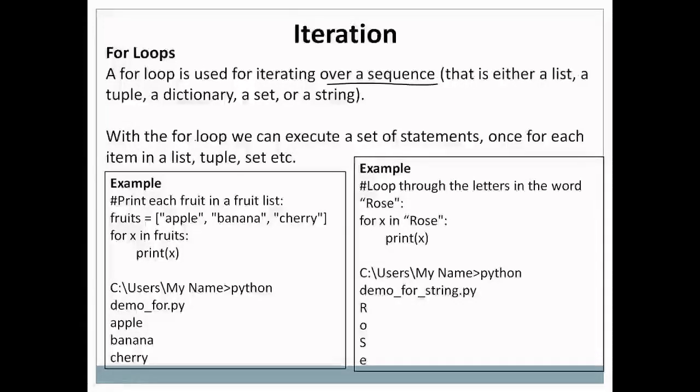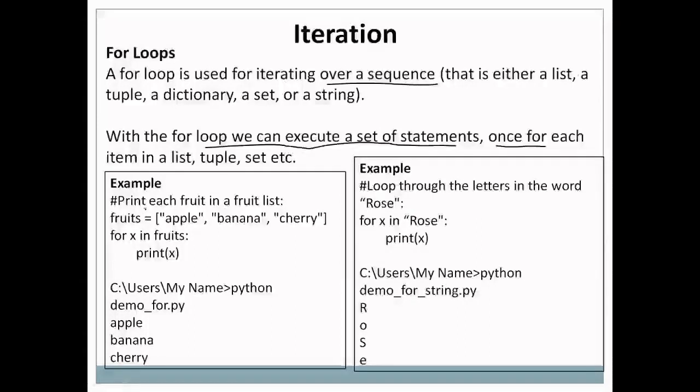Now with the for loop, we can execute a set of statements once for each item in a list, tuple or set. We can execute some set of statements inside the for loop for every element in the sequence. Some examples are given here, and we will go through these examples.